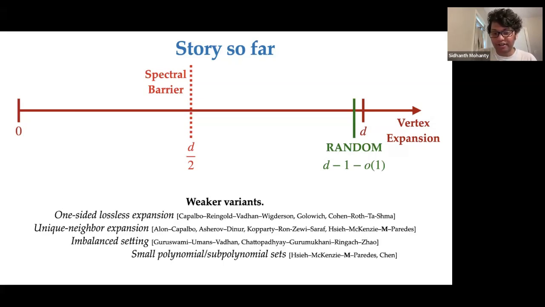Along the lines of other weaker variants, people have also tried constructing graphs where small sets have a lot of unique neighbors, even though they fall short of having close to lossless vertex expansion. People have also studied the highly imbalanced setting where the left is a polynomial factor bigger than the right. And they've also studied things like instead of linear size sets, what can you say about small polynomial or subpolynomial size sets?